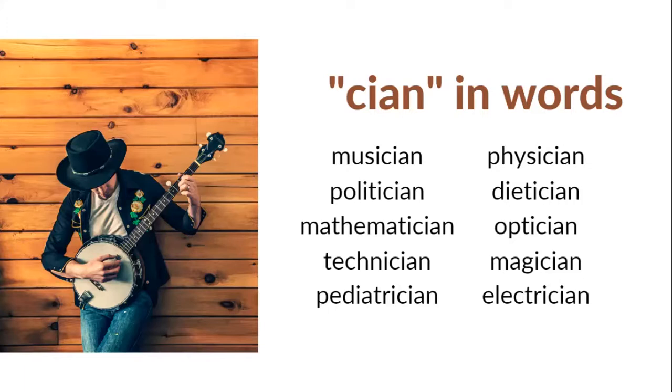So you don't have the k and sh for the CIAN. The C only has one sound there, and that sound is sh. Musician, not musikshian, not politikshian, not physikshian. You just have the shin. Musician, politician, mathematician, technician, pediatrician, physician, dietitian, optician, magician, and electrician.